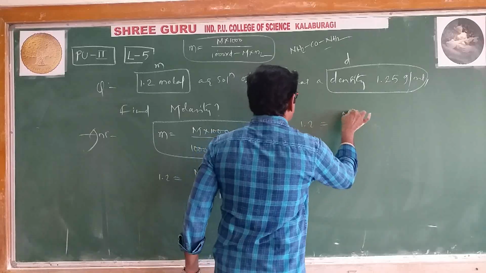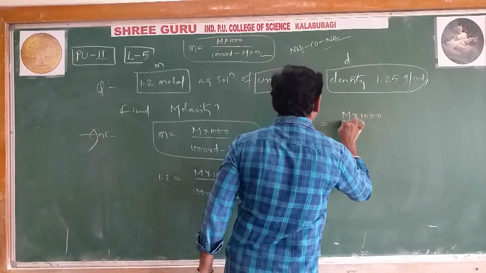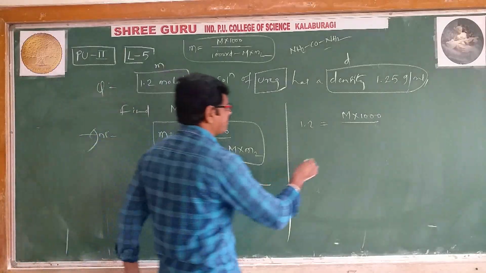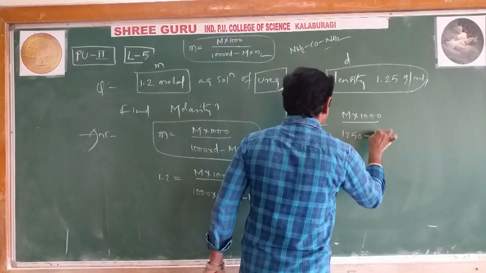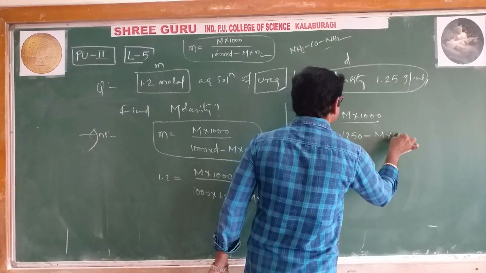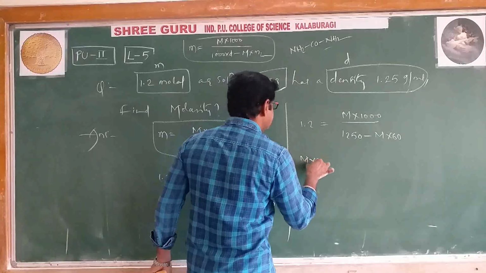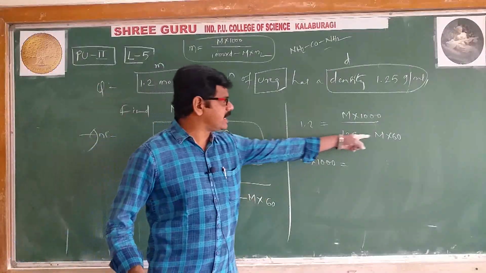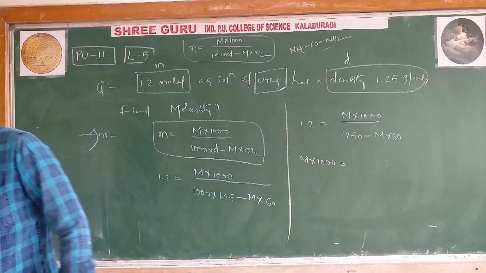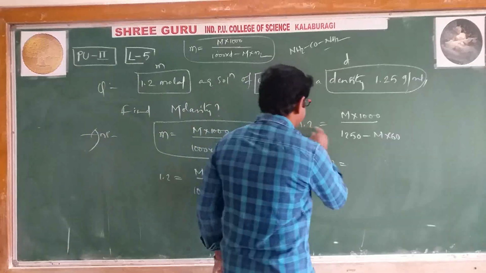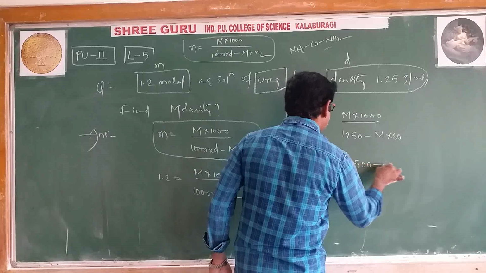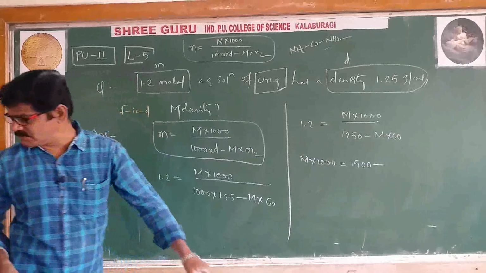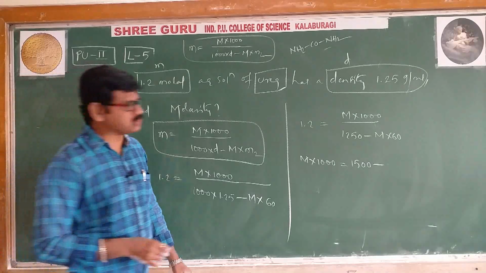1.2 is equal to molarity into 1000 divided by 1000 into 1.25, we will get 1250 minus molarity into 60. Now molarity into 1000 we will bring to the LHS, and now we multiply. 1.2 into 1250 is nothing but 1500. Then 1500 minus 60 into 1.2, and 60 into 1.2 is 72.